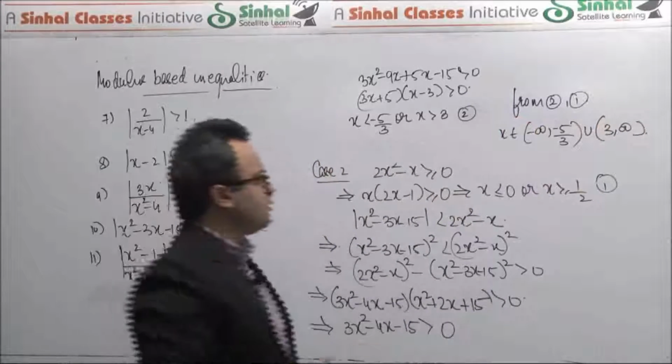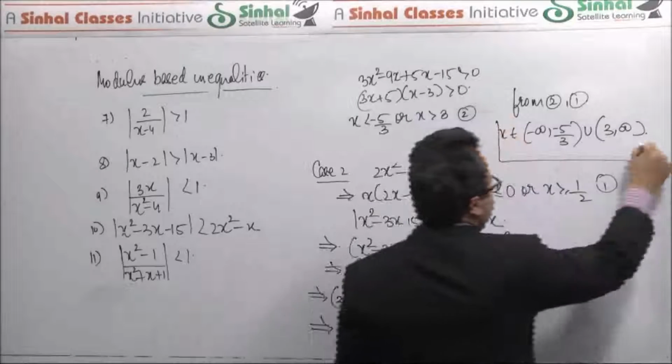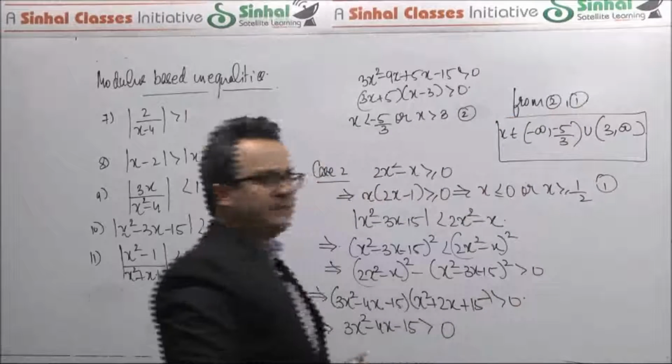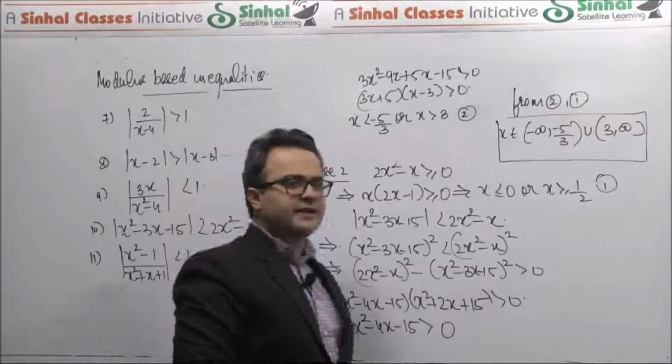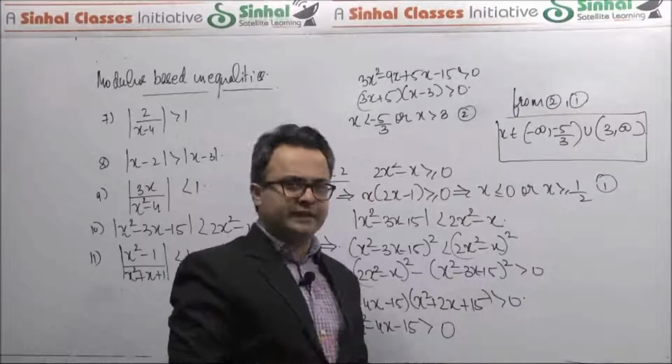Right, so the final answer should be: the variable x can take values which are less than minus 5 by 3, or it can take values which are greater than 3.